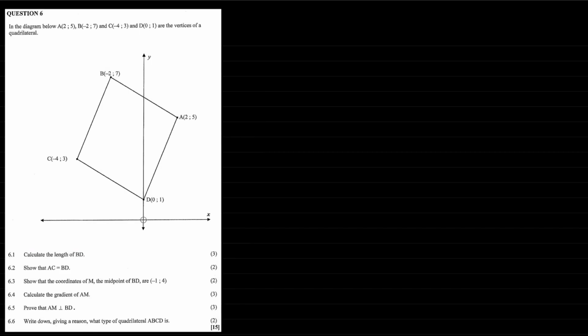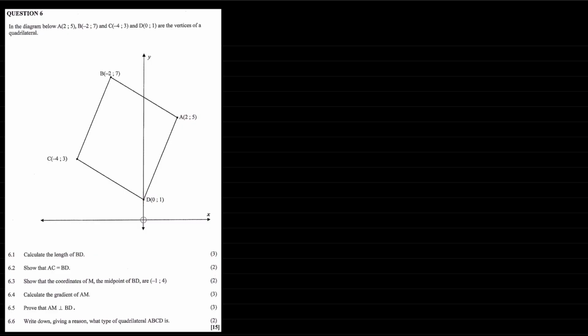Today we're going to take a look at analytical geometry. These questions are from two papers. This one, question number 6, is from the September 2016 paper, and the one that we're going to be doing next is actually from the November 2016 paper. Let's take a look at it.